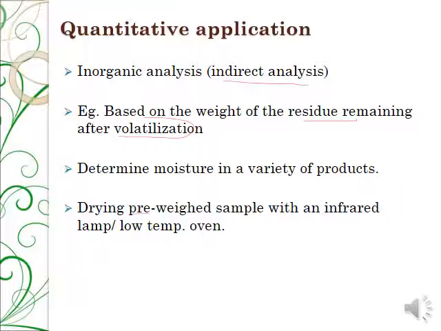The sample would be weighed first, before drying, and then after drying, the sample will be weighed again. The drying will be conducted with an infrared lamp or low temperature oven. The weight remaining behind indicates the moisture content. So that is indirect analysis.